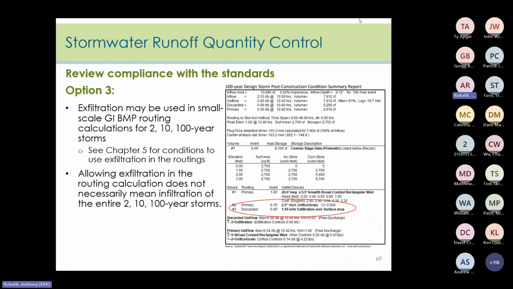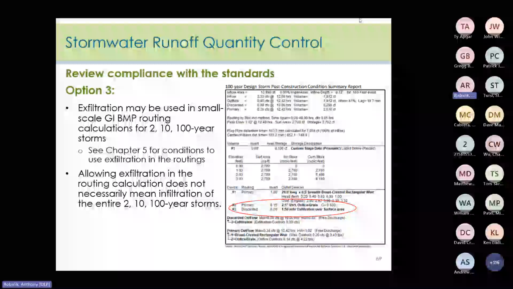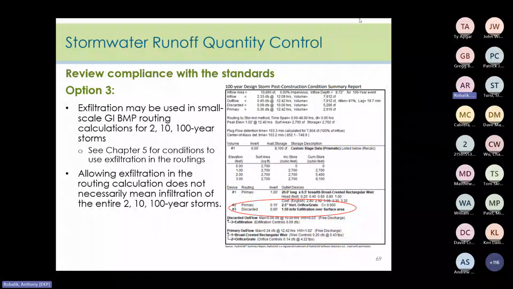So this particular pond report is for the 100-year design storm, and the inflow area is a 1/4 acre of pervious surface. And on the printout, it shows that exfiltration was included in the routing calculation and is denoted here as discarded runoff, and that they use a 1.5 inch per hour exfiltration rate.